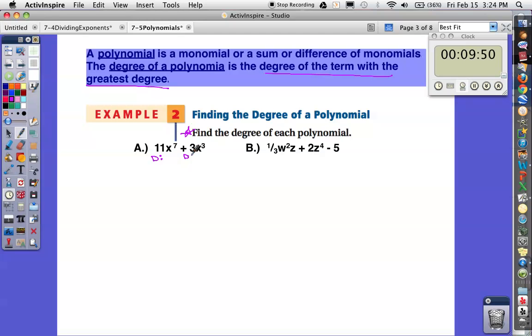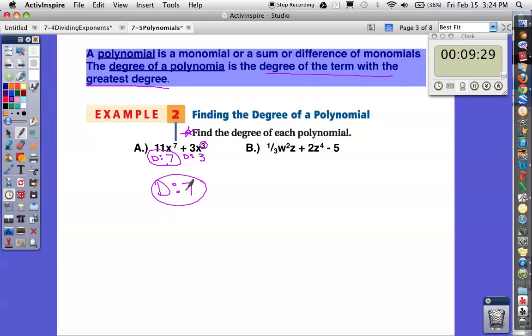What's the degree of 11x to the 7th? Well, it's just 7. What's the degree of 3x cubed? Again, it's just the exponent of the variable, so it's 3. You take the greater of the two, and you don't add them or anything, you just take the greater of the two. So this would be the degree of our polynomial. It would be 7.